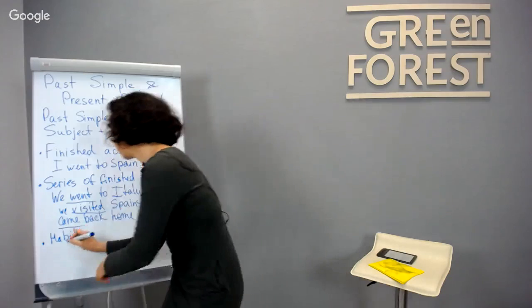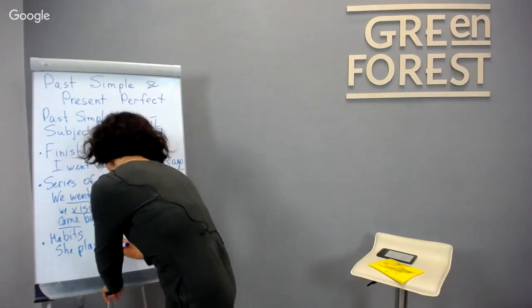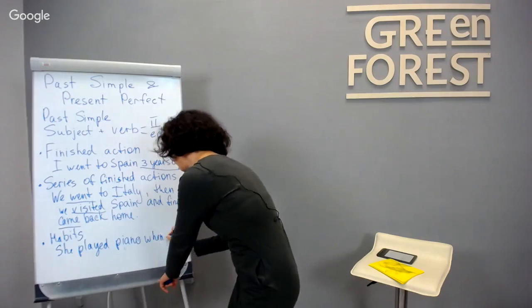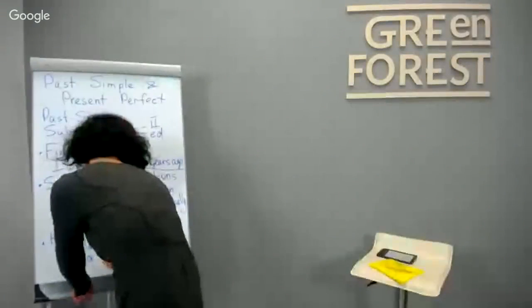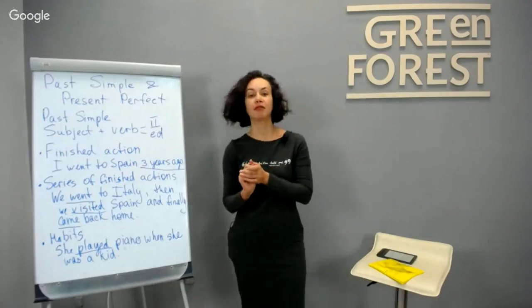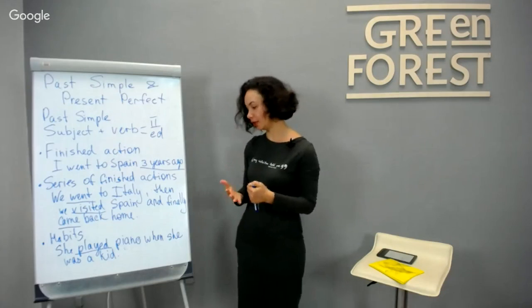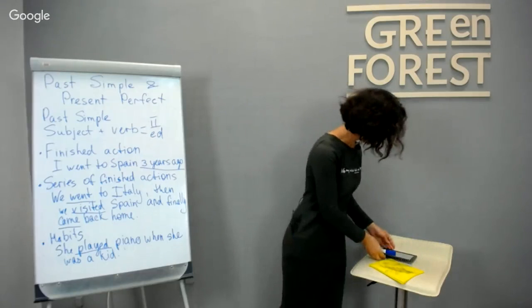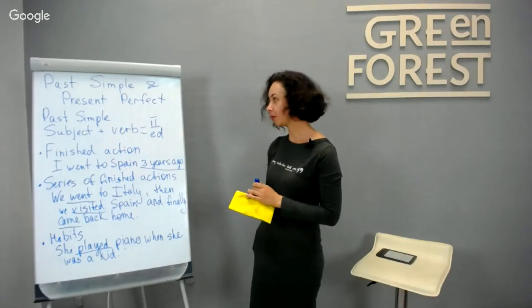So for example, she played piano. Sorry, there's not enough space for me, but when she was a kid. So this was her habit regularly. She did that like every day or maybe three times a week. She went to the music school and she had to play the piano. So she played the piano when she was a kid. All right. This is what you need to remember about past simple.